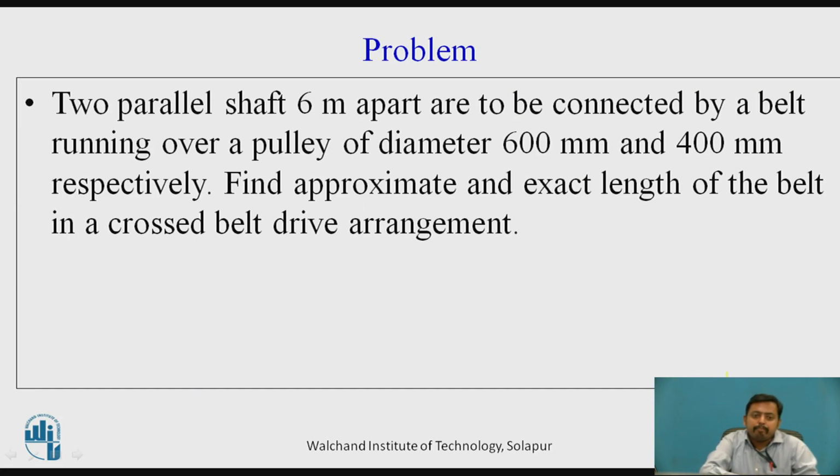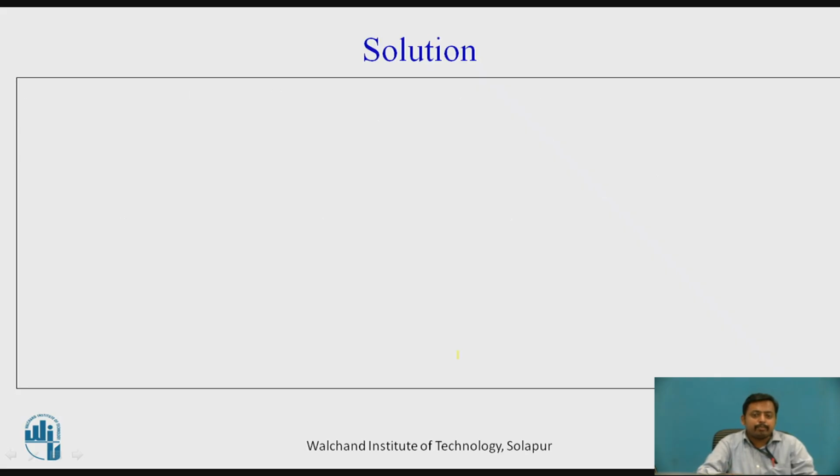Now we'll solve one problem. The problem is that two parallel shafts 6 meters apart are to be connected by a belt running over pulleys of diameter 600 mm and 400 mm respectively. So we have two pulleys of diameter 600 mm and 400 mm respectively, separated by 6 meters. We will find the approximate and exact length of the belt in a crossed belt drive arrangement.